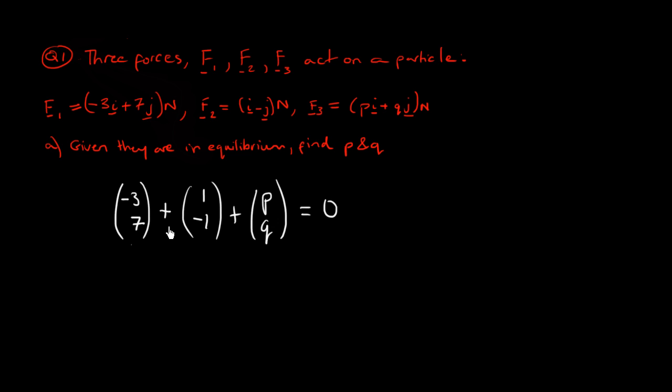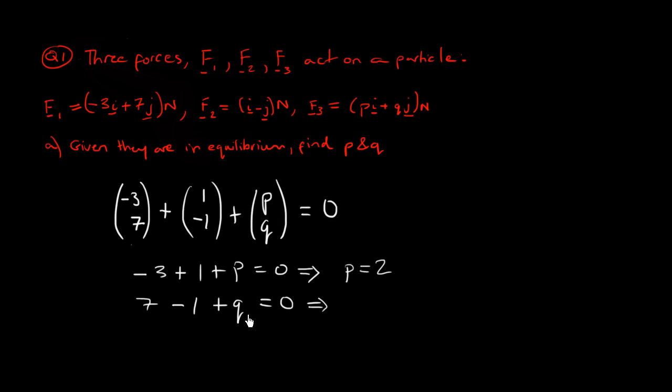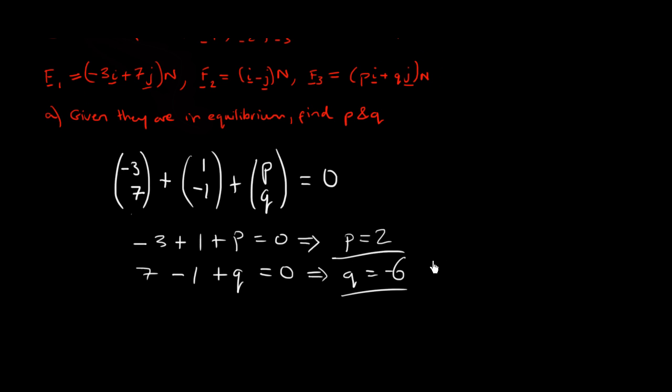Alright, so this is really two equations disguised as one, so we can open it up by saying that minus 3 plus 1 plus p is equal to 0, and 7 minus 1 plus q is equal to 0. From this we can tell that minus 3 plus 1 is minus 2. Pass it to the other side, so that means that p is equal to 2. And from here we can say that 6 plus q is equal to 0, so q has to be minus 6. Alright, hopefully that makes sense for the first part of the question.